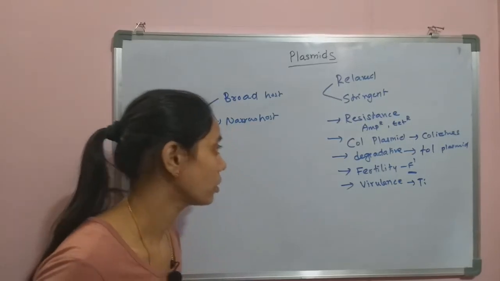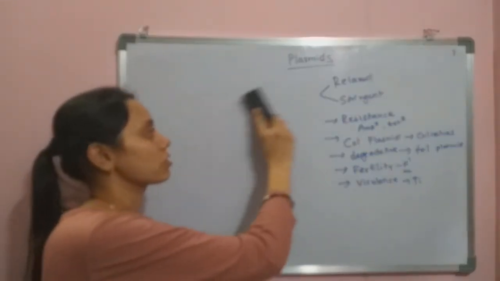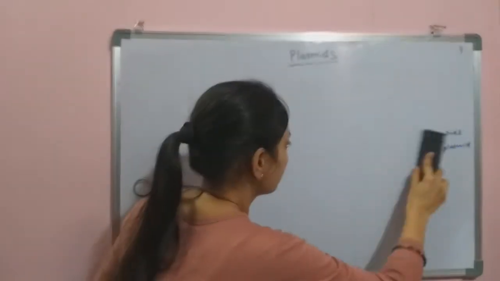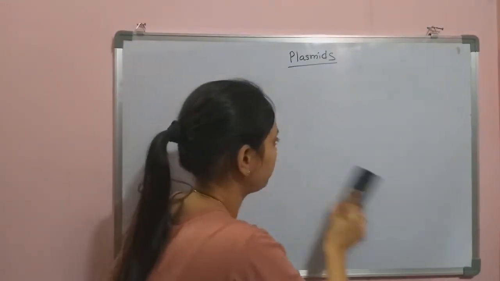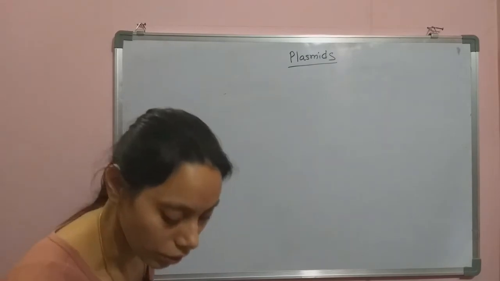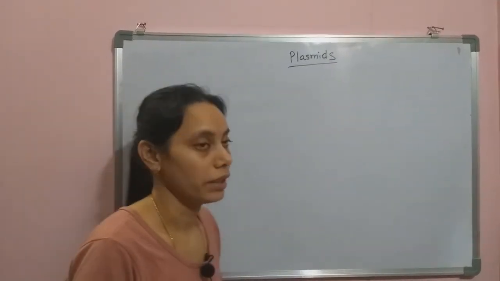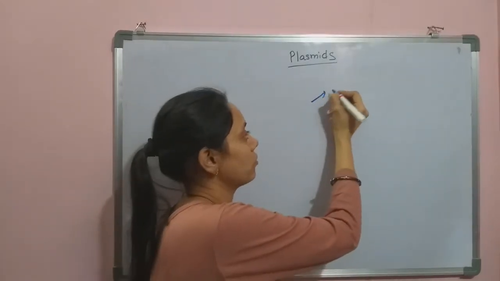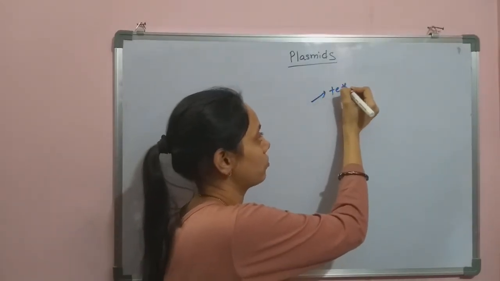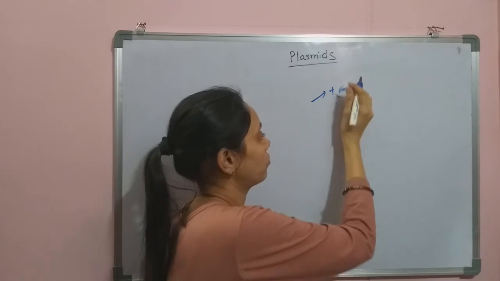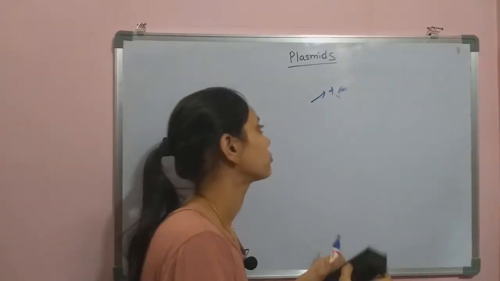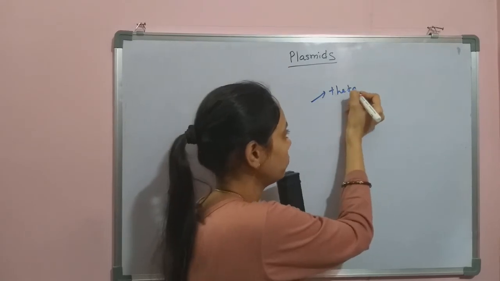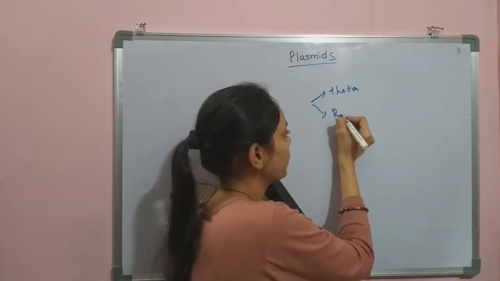So coming to the replication of the plasmid, how do they replicate and maintain their copy number? Plasmids basically have two modes of replication. One is the theta mode of replication and the other is rolling circle.